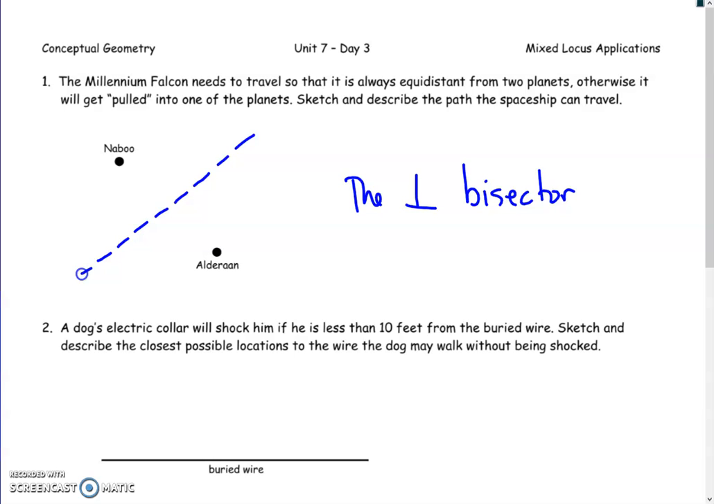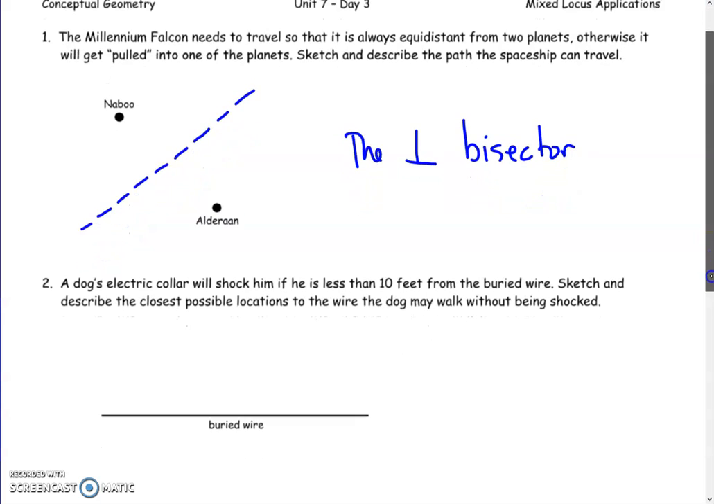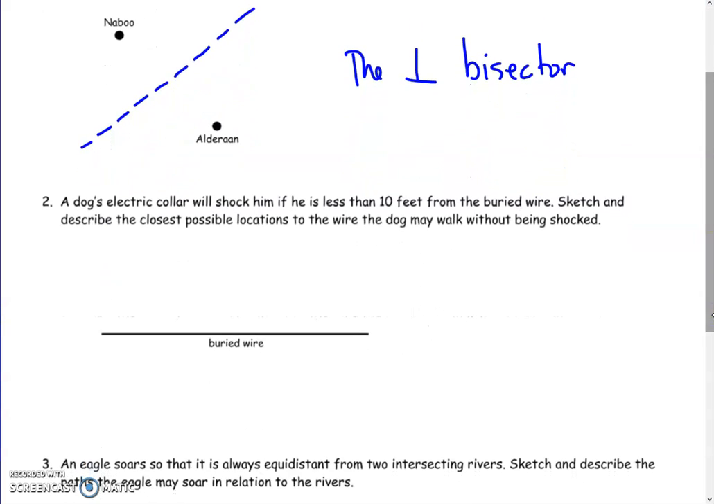Number 2, a dog's electric collar will shock him if he is less than 10 feet from the buried wire. Sketch and describe the closest possible locations to the wire the dog may walk without being shocked. So here's a situation where I give you 1 line, that's the buried wire, and the dog needs to be 10 feet away from it. So he could be 10 feet away on this side. Or could be 10 feet away on the other side.